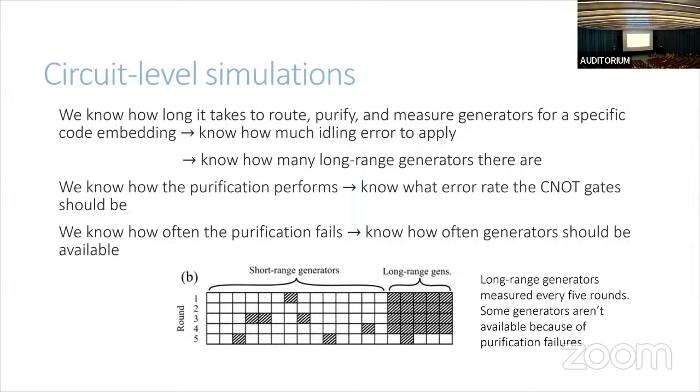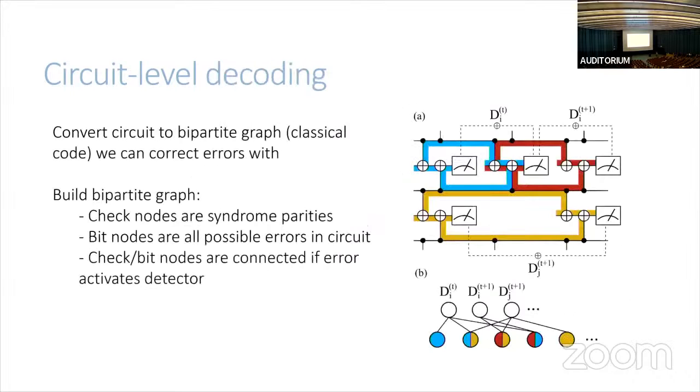I should note that in our scheme, if a purification fails, then we just give up on the generator instead of retrying it. So this adds into this partial error correction scheme, and it turns out that the performance doesn't suffer too much. To decode, we do this circuit level decoding, which has been used in a large number of recent QEC papers, has shown to be pretty well performing.